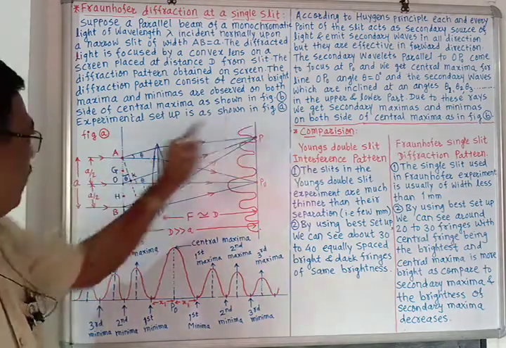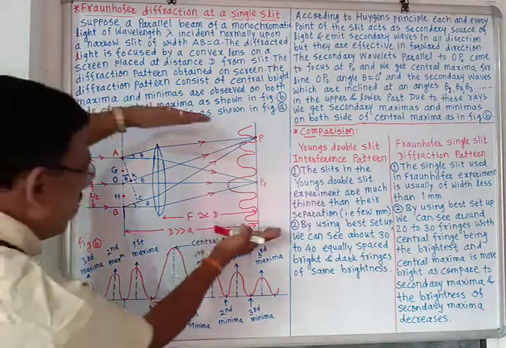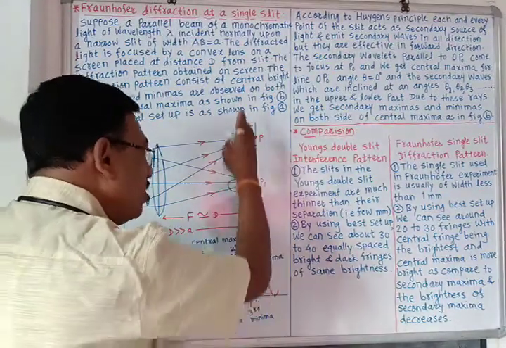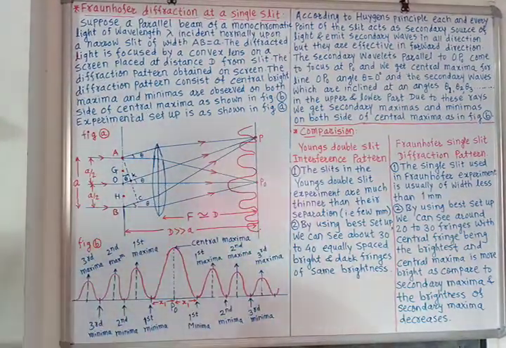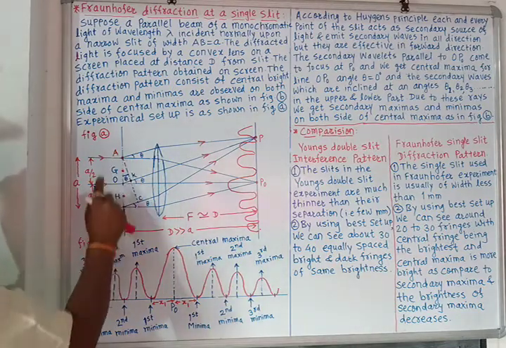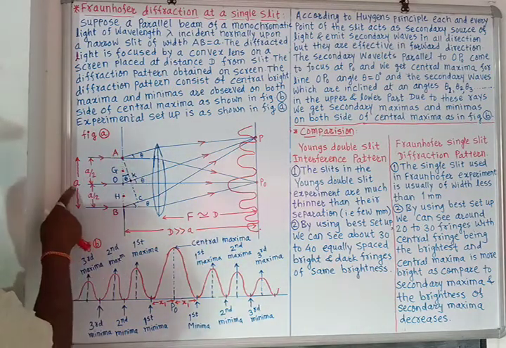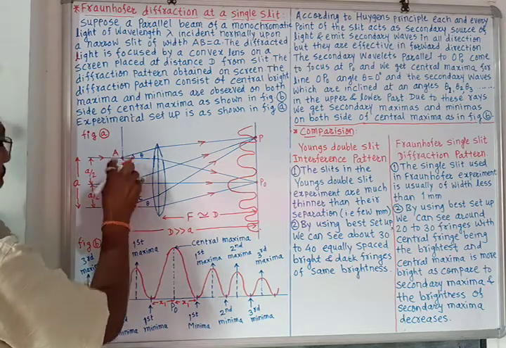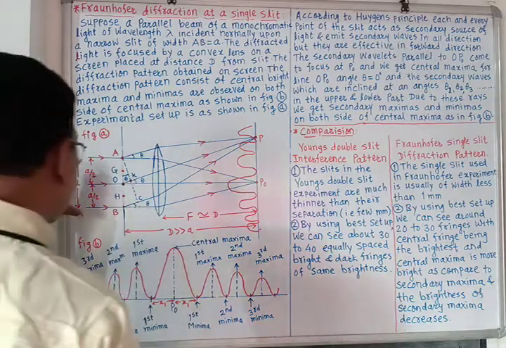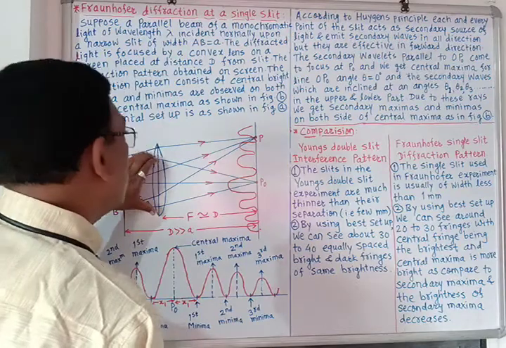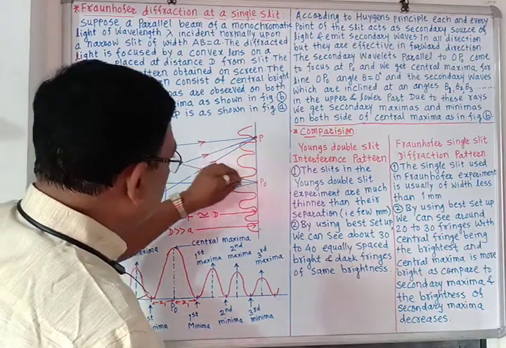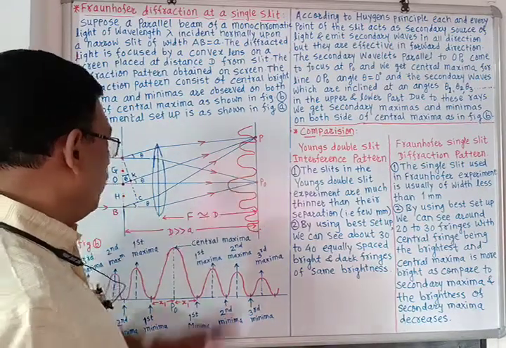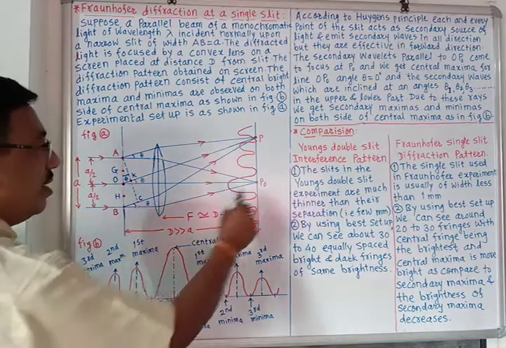Experimental setup is as shown in figure A. This one is figure A. This one is figure B. Here the diffraction pattern obtained on the screen is shown. Look here. AB is the width of the slit and this is equal to A. Here, this point O is the midpoint of AB. And the rays which are normally incident on the lens are converged at a single point, P0. P0 is the central maxima.